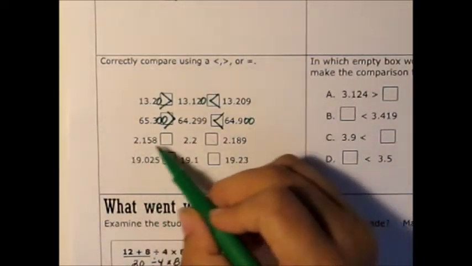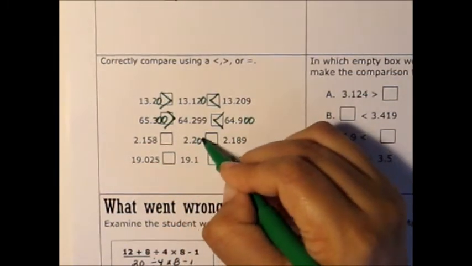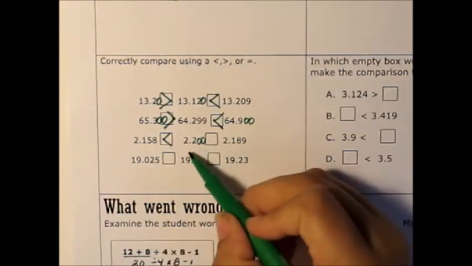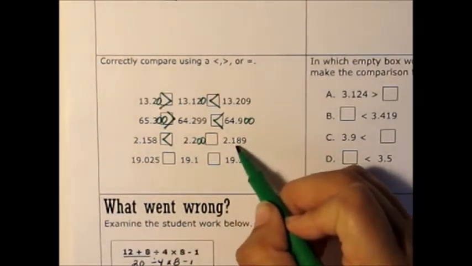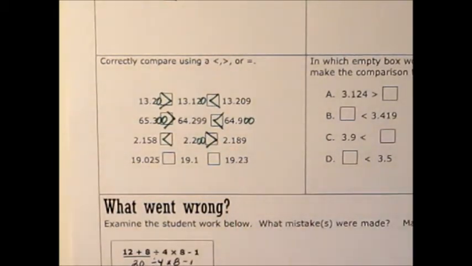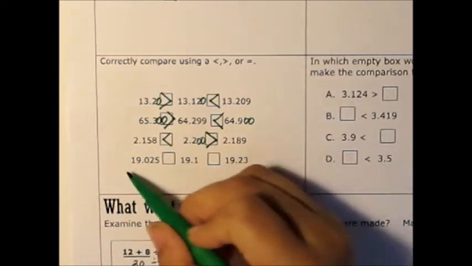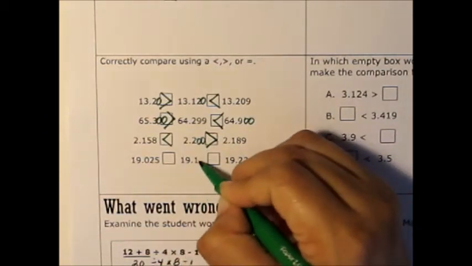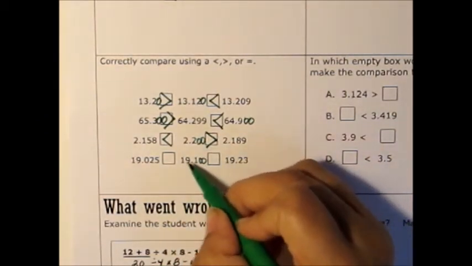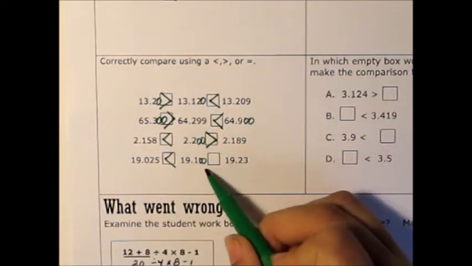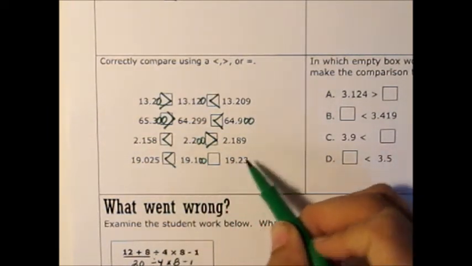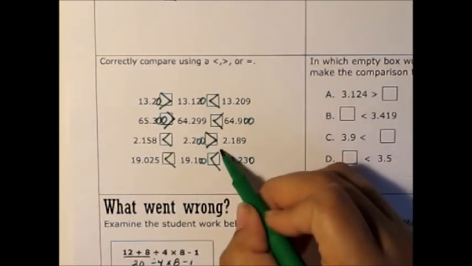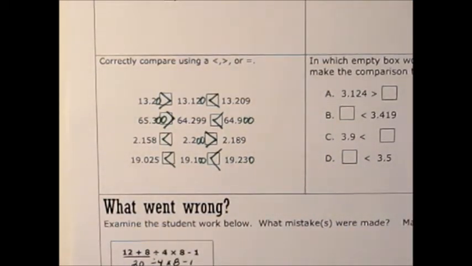Okay, here we go. 2 and 158 thousandths versus 2 and 200 thousandths. Okay. 2 and 200 thousandths versus 2 and 189. The 200 is greater. Okay, for my last one in this box, 19 and 25 thousandths versus 19 and 100 thousandths. My 100 is greater. 19 and 100 thousandths versus 19 and 230 thousandths. My 230 thousandths is greater. All right.